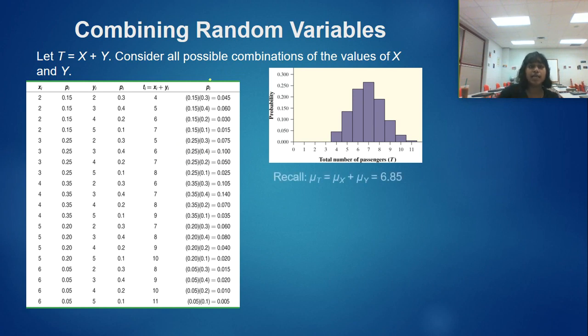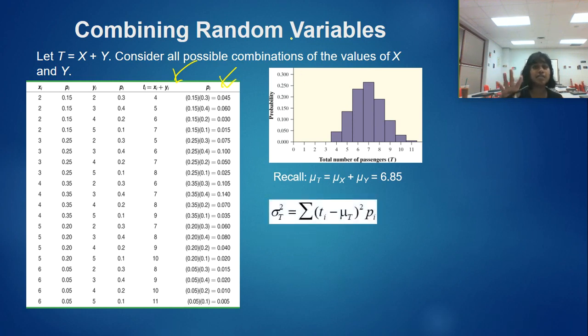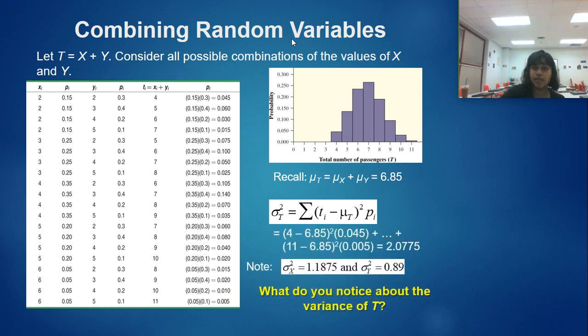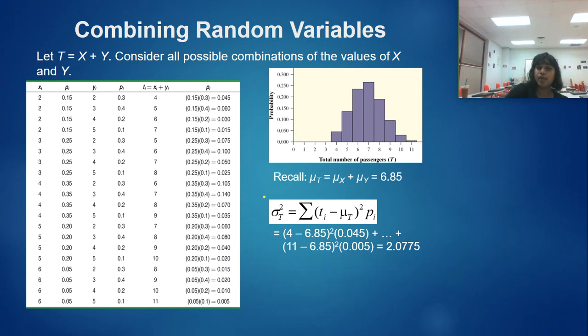So if we calculate based off of this T value and this probability value, we can use our variance sigma formula. We calculate it and we end up with 2.075. That's the variance of T. So that's the total variability of T, the random variable we have assigned for the sum of Pete's and Aaron's passenger combinations together.